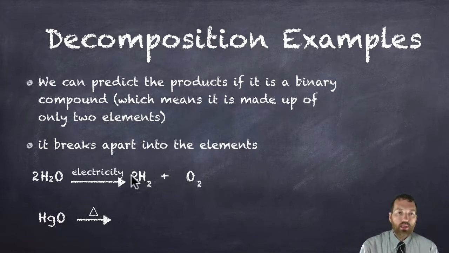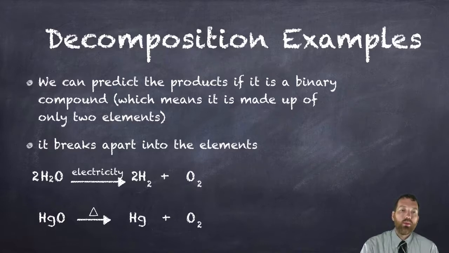Okay, how about this last one? Mercury oxide decomposes in heat to its elements. It will break down into mercury and oxygen, but oxygen is diatomic, so we need a little 2 there, which will mean we need to balance this equation. I need 2 oxygens on the left, so I'll put a 2 there. That changes our mercuries. I need a 2 on this mercury over here, and now it's balanced.